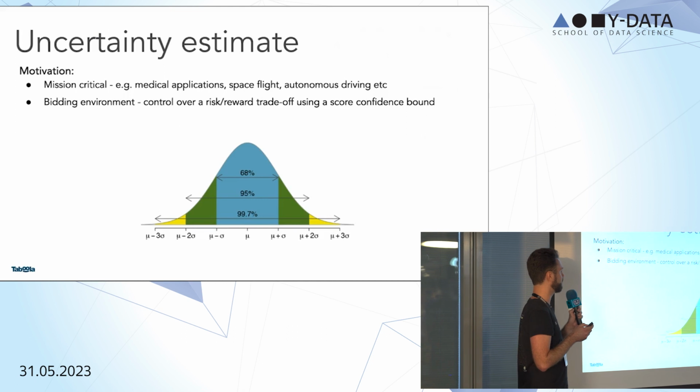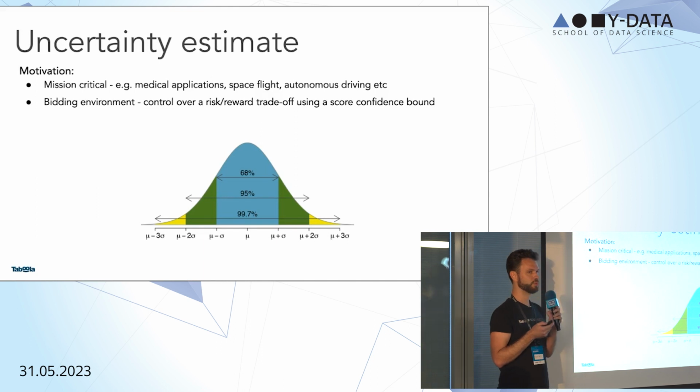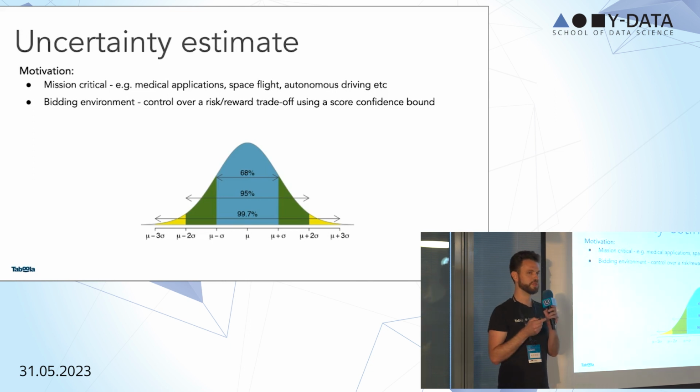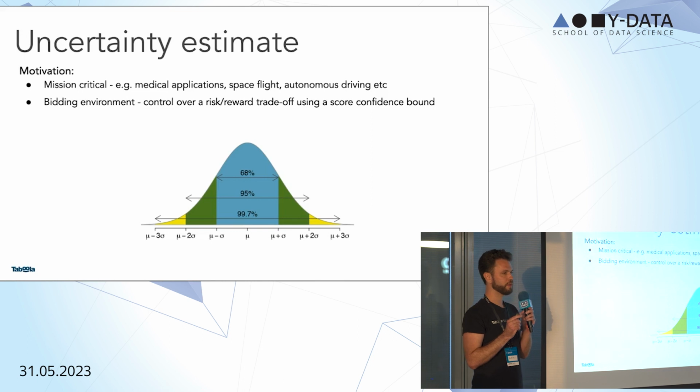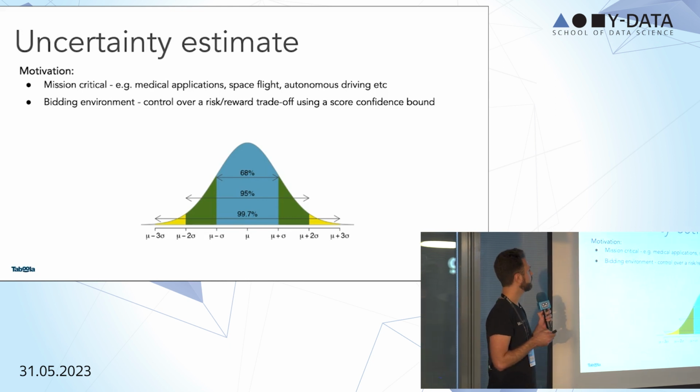In our environment, sometimes we are buying real estate for an advertisement, and in order to know how to place the bid, we estimate our revenue from that real estate. And to have some kind of trade-off of risk and reward, we can use confidence bounds. So not only the prediction of our revenue, but some kind of interval that bounds our revenue and allows us to mitigate risk and reward.